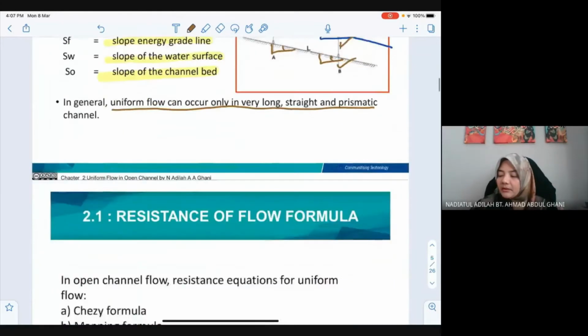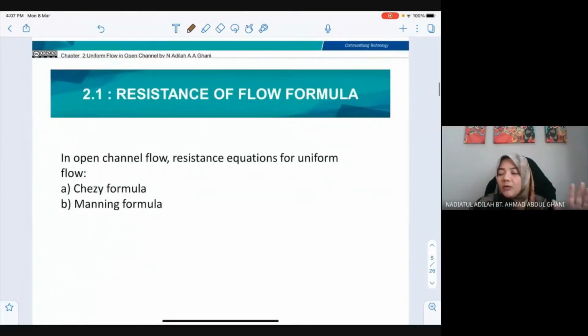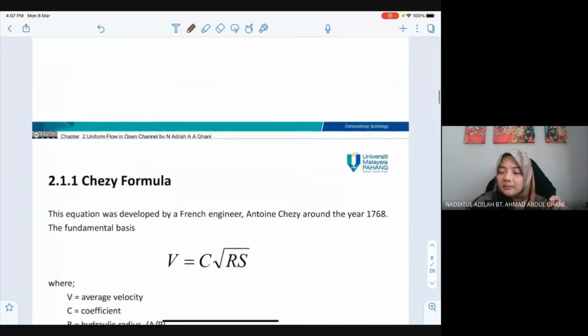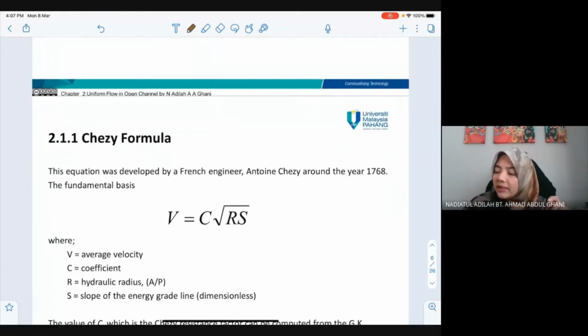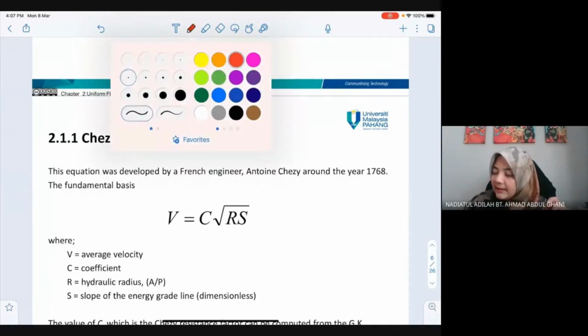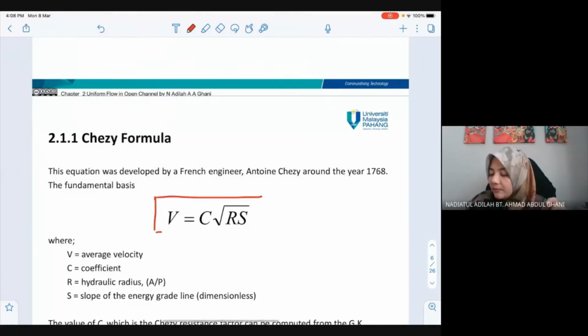So now we want to learn about the resistance of flow formula. To calculate the flow, kita boleh gunakan Chezy formula and also Manning formula. There are two types of resistance equation that we can use in uniform flow. The first one, kalau you tengok yang first one ni ialah Chezy formula. This is the Chezy formula.